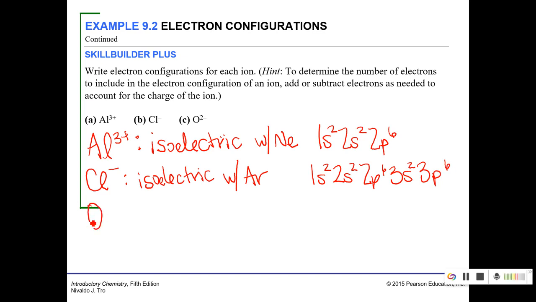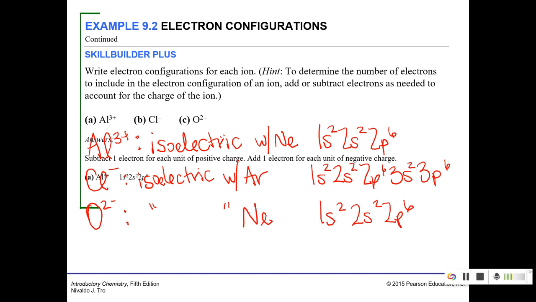Okay, oxygen 2 minus looks like neon, so it's the same as aluminum 3 plus. So this is not a big deal. It does get a little bit harder when we get into the D block, but we'll talk about that later, okay?